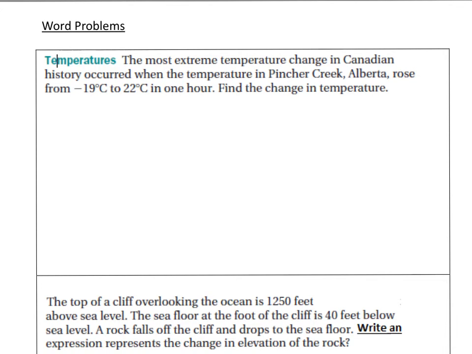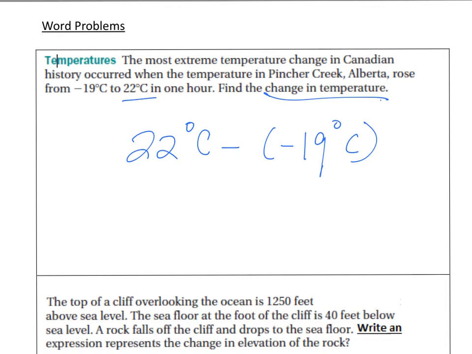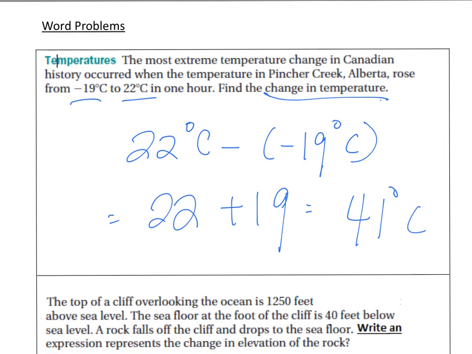Let's take a look at some word problems. Temperatures. The most extreme temperature change in Canadian history occurred when the temperature in Pincher Creek, Alberta, rose from negative 19 degrees Celsius to 22 degrees Celsius in 1 hour. Find the change in temperature. Okay, simply you take 22 degrees Celsius and you subtract that from negative 19 degrees Celsius. Remember, you always have to take the final temperature and subtract it from the initial temperature. So 22 plus 19, 41 degrees Celsius.